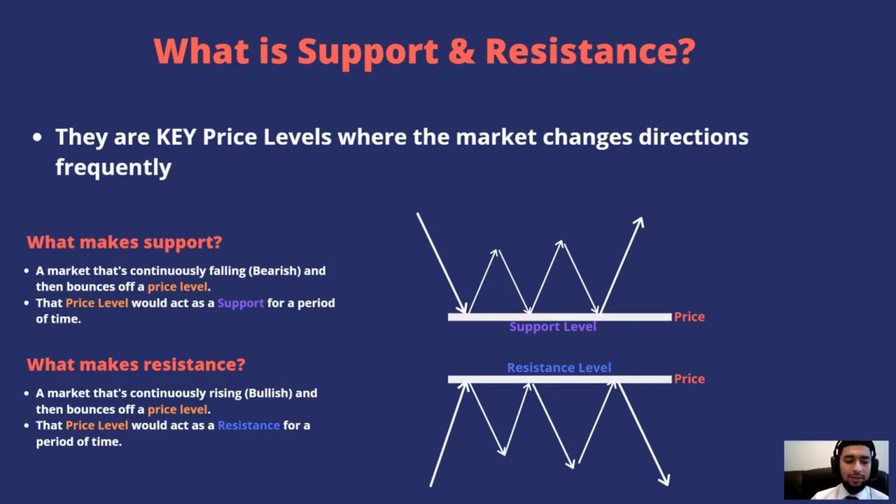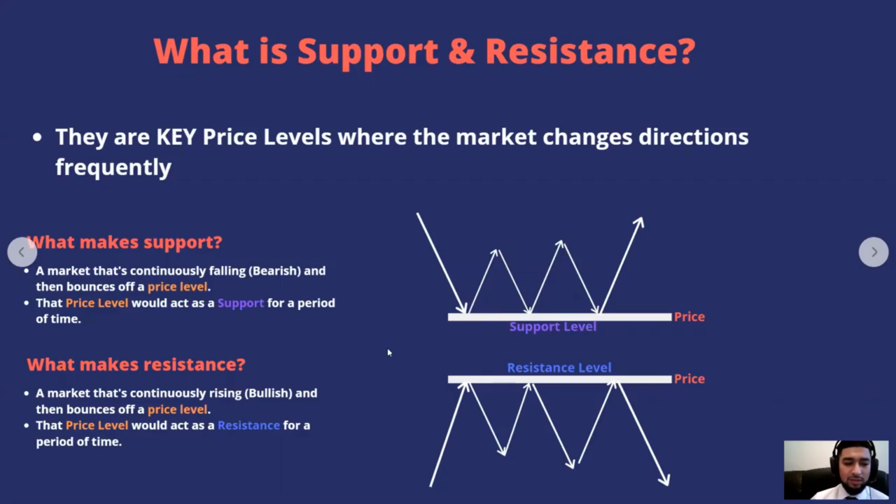Now, what makes a support level and what makes a resistance level? Because support is separate and resistance is separate. As for support, it's a market that's continuously falling and then bounces off a price level. That price level would act as a support for a period of time. And as you can see from the right-hand side example over here, we've had the market drop until it came in contact with a support level, which is a price, and then it bounced off it numerous times.